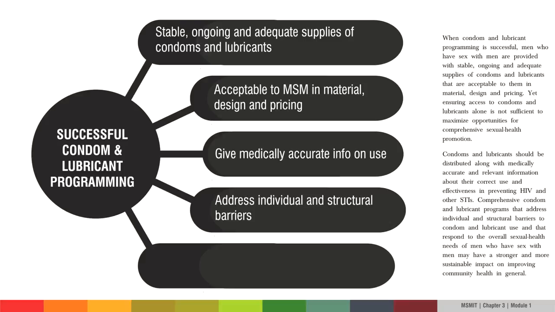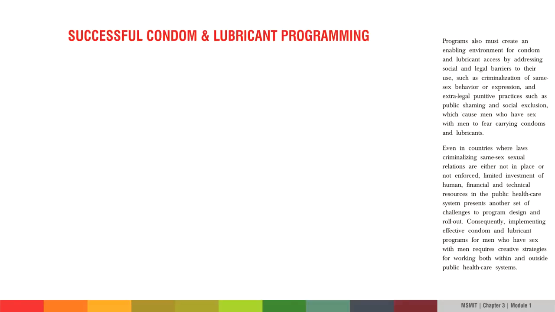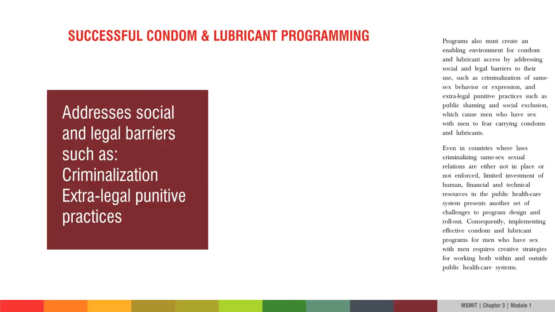Comprehensive condom and lubricant programs that address individual and structural barriers to condom and lubricant use and that respond to the overall sexual health needs of MSM may have a stronger and more sustainable impact on improving community health in general. Programs must also create an enabling environment for condom and lubricant access by addressing the social and legal structures that serve as barriers to their use.